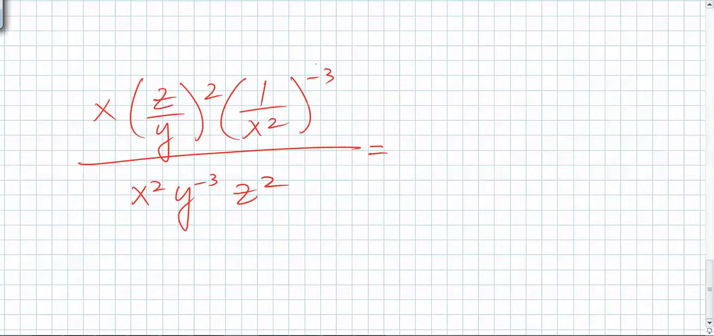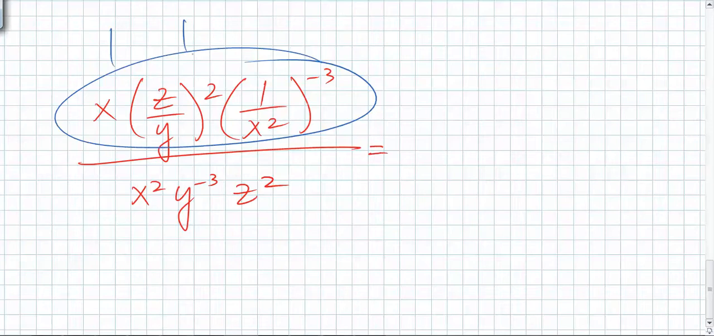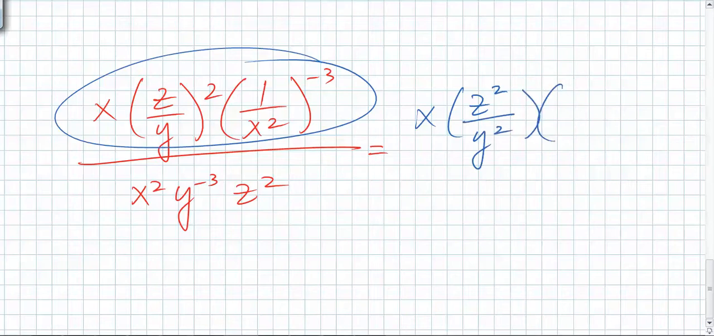So let's look at the numerator first. Don't try to do everything at once. What part of the numerator, the first, the second, or the third thing, do you want to look at? The second one. So that's going to be x times z to the what power? 2 over y to the 2 times 1 over what? X to the what? Negative 6. You know that. Negative 3 times 2 is what? Negative 6. Great.